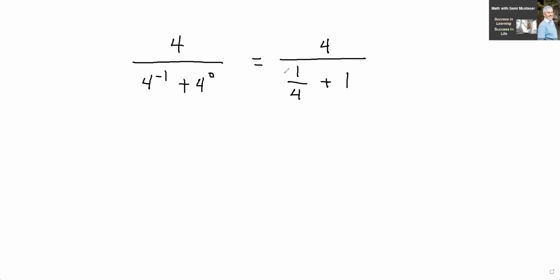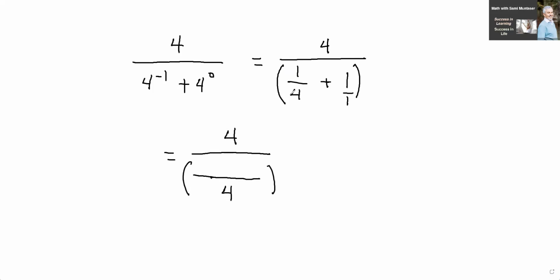Well, what you need to do is you got to do this operation right here first. So what we're going to have, we still have the 4 on top. And then since this is the 1 over 1 there, I'm going to do a common denominator between this, what I put in brackets. So I'll just keep the brackets so you know I'm working on this. So the common denominator is 4. 4 divided by 4 is 1 times 1 is 1 plus 4 divided by 1 is 4. 4 times 1 is 4. So what we have now, we have 4 over 5 over 4.